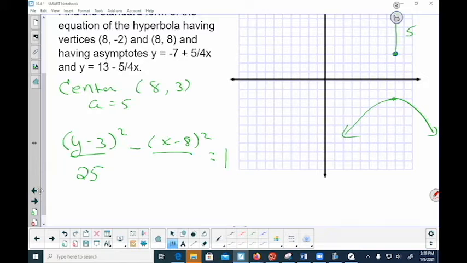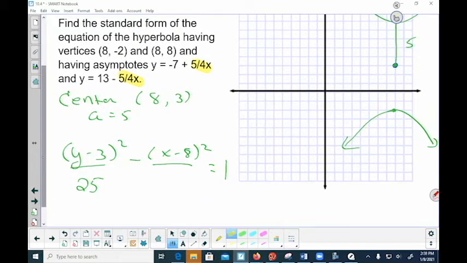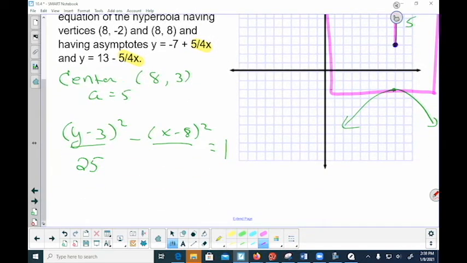Now I'm going to use the second part of the information, which tells me that the asymptotes are -7 plus 5/4 x and 13 minus 5/4 x. So I see that my slope, and I really only care about the slope, is this 5/4 or this -5/4. So when I go to make the boxes here, if I want to make the boxes, and I'll do them, I know that this would be the height of the box. I have no idea how wide the boxes are, and I'm going to figure that out in a second. I do know to find the slope between this line, I'm going to go up 5. So I know my rise of my slope is 5.